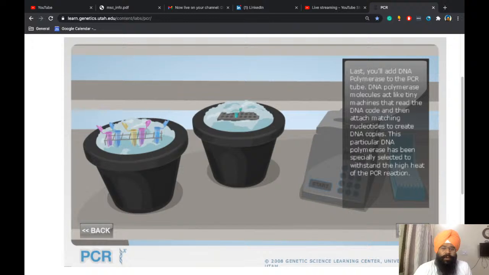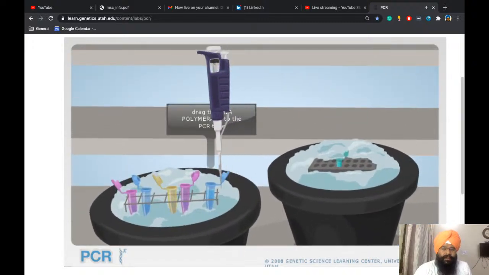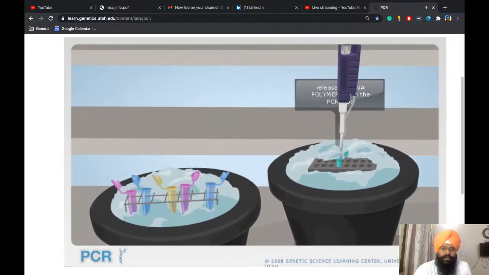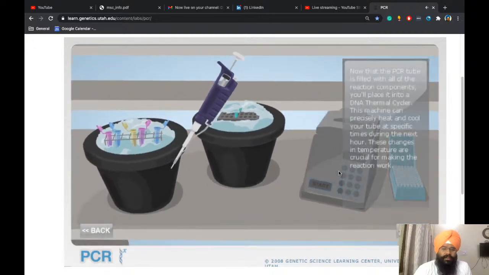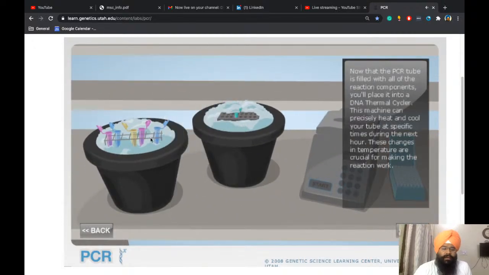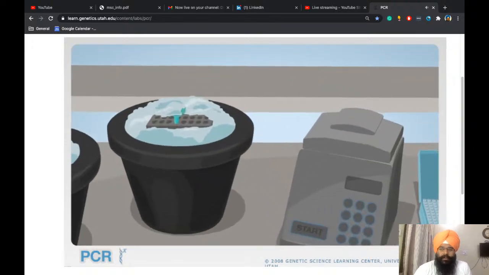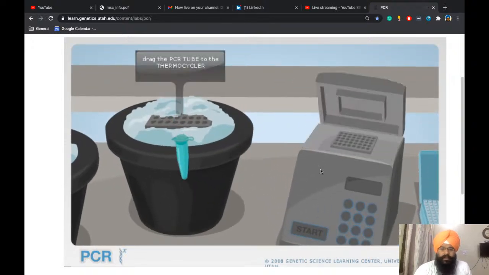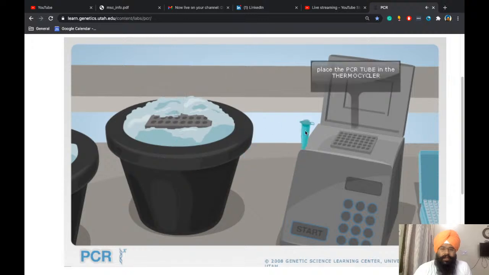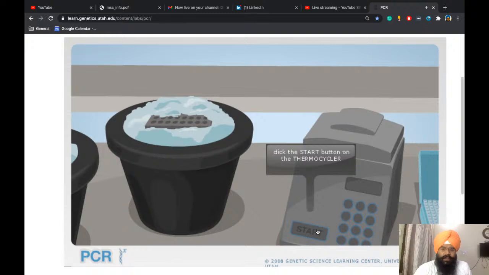Now we will add DNA polymerase, which will help the reactions happen and create the DNA copies. So we will add DNA polymerase to the PCR tube. Your PCR tube is full now. It has DNA sample, primer 1, primer 2, nucleotides and DNA polymerase. So 5 things have been added to it. Then we take the PCR tube, put it in the thermocycler, and start.